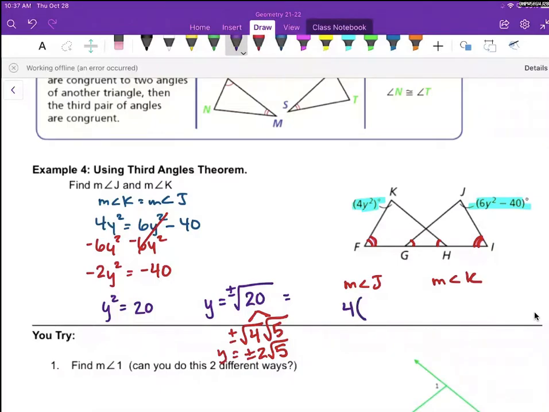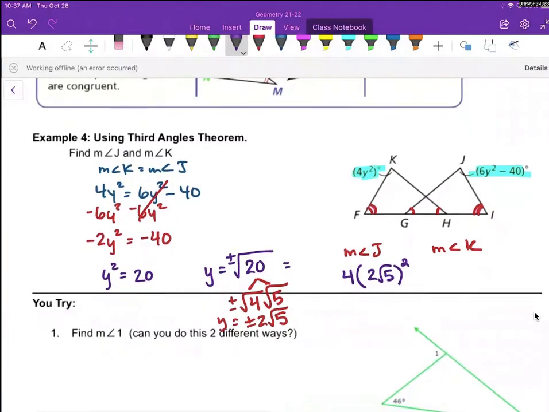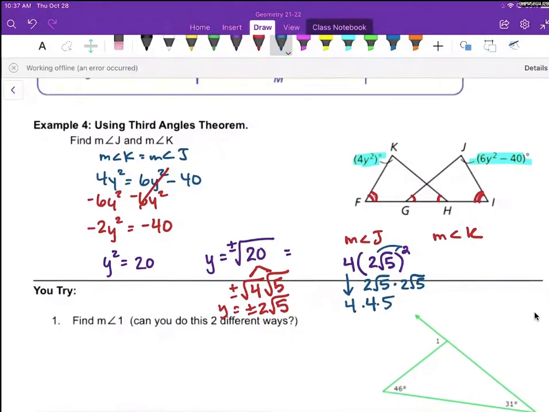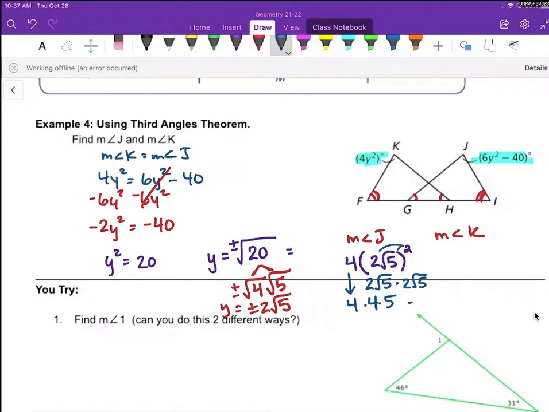4 times y squared, so 2 root 5 squared. Whether it's positive or negative, we're going to square it anyway. And so when I square a positive, it's still positive. When I square a negative, it's still positive. So when I square this number, remember it's like 2 root 5 times itself. So this becomes 4, and then root 5 times root 5 is the square root of 25, which is just 5. And I still had the 4 on the outside. So it's 4 times 5. That's going to give me 80.